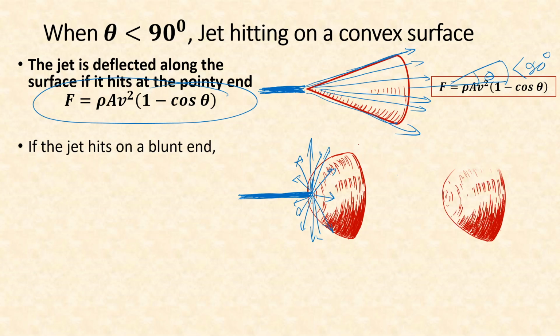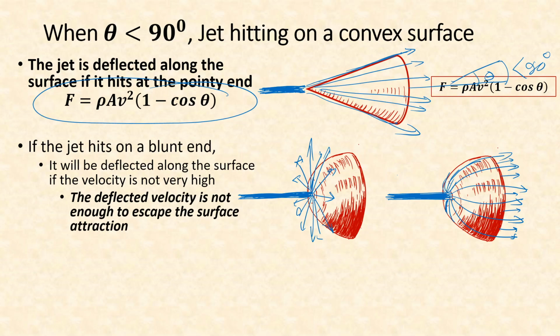But there can be another case where the water is hitting on the curved surface on the concave side, and after hitting, water is not deflected in this direction, but water gets deflected like this. That means the water doesn't separate away from the surface and it moves along the surface. Now, why would this happen? So there can be two cases.